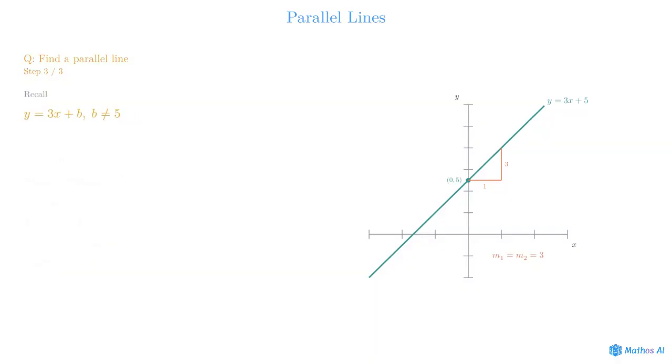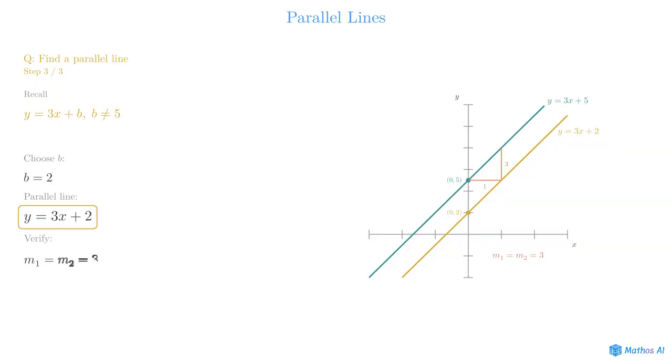Let's choose b equals 2. We pick b equals 2. So a parallel line is y equals 3x plus 2. Both slopes are 3, so the lines are indeed parallel.